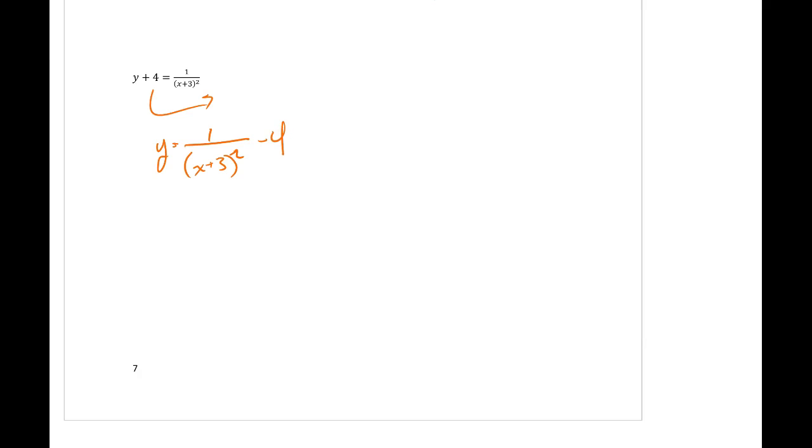Here I'm seeing both a c value and a d value. So c is going to be negative 3. Remember, always going opposite sign. d is negative 4. So that means that my translations are going to be left 3 and down 4.